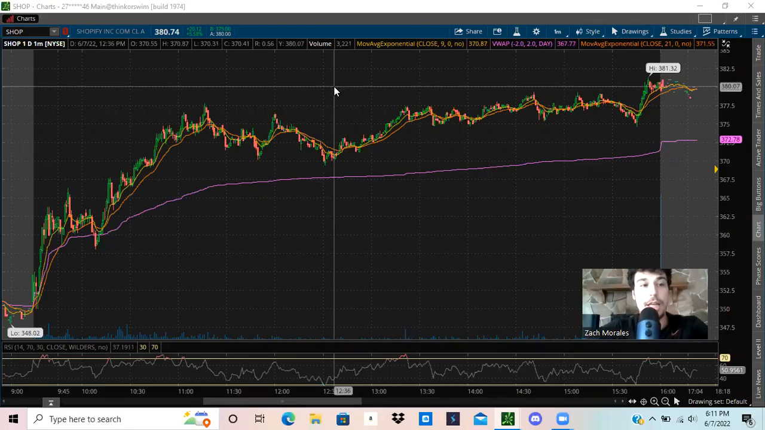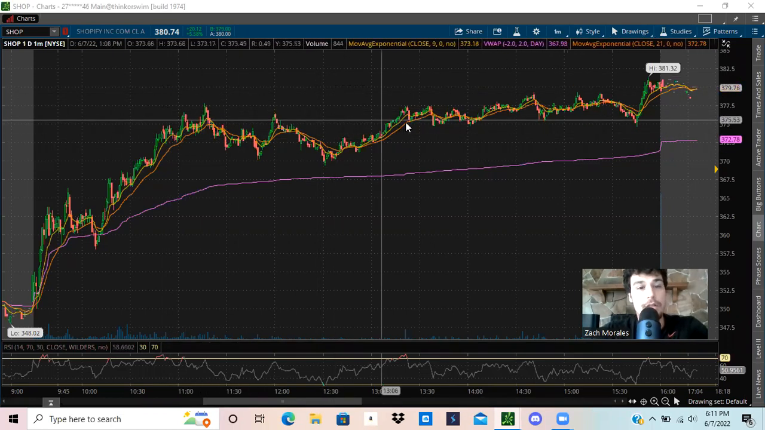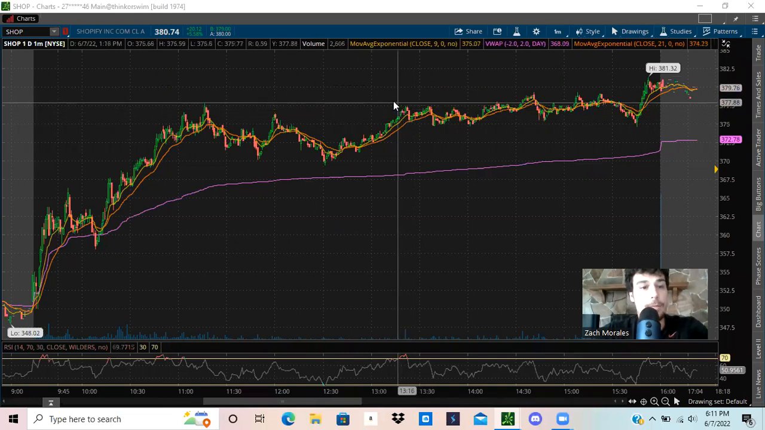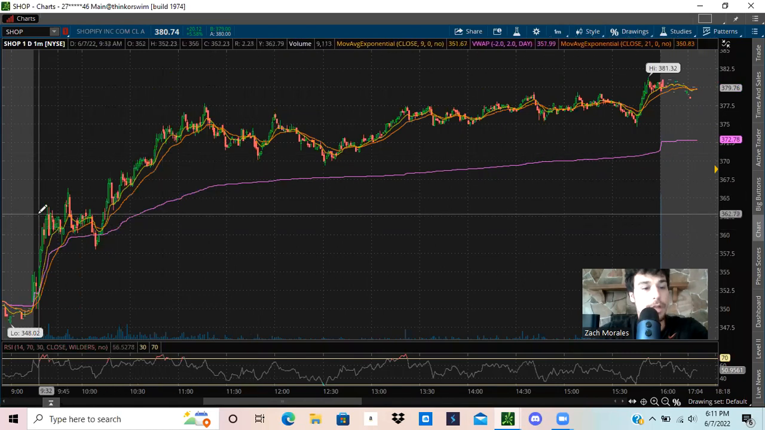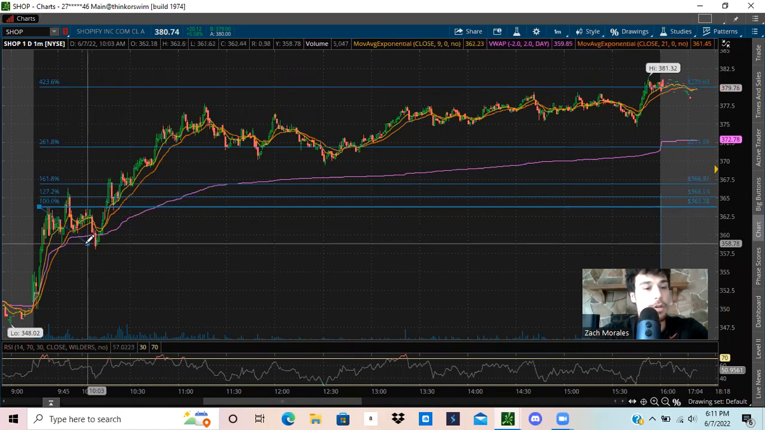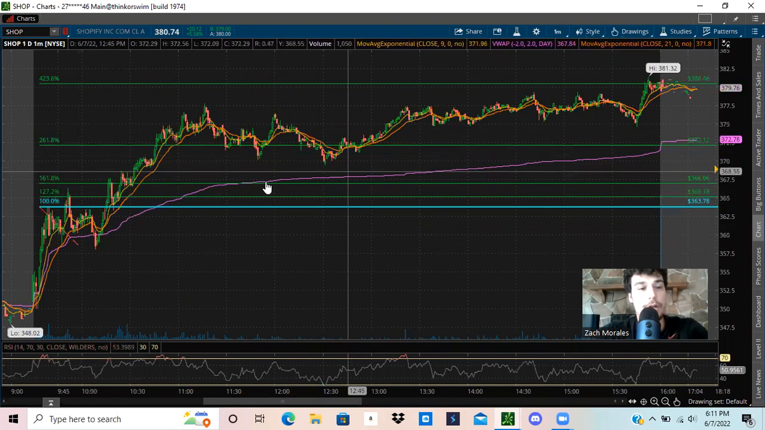We're going to be taking a look at Shop, ticker symbol SHOP. This is Shopify, and Shopify had an amazing rally today, up over 5% on the day. We're going to look at the Fibonacci's and review how you can use the Fibonacci tool by clicking this button on Thinkorswim. This will give you price targets for when you're day trading or looking to get price targets.